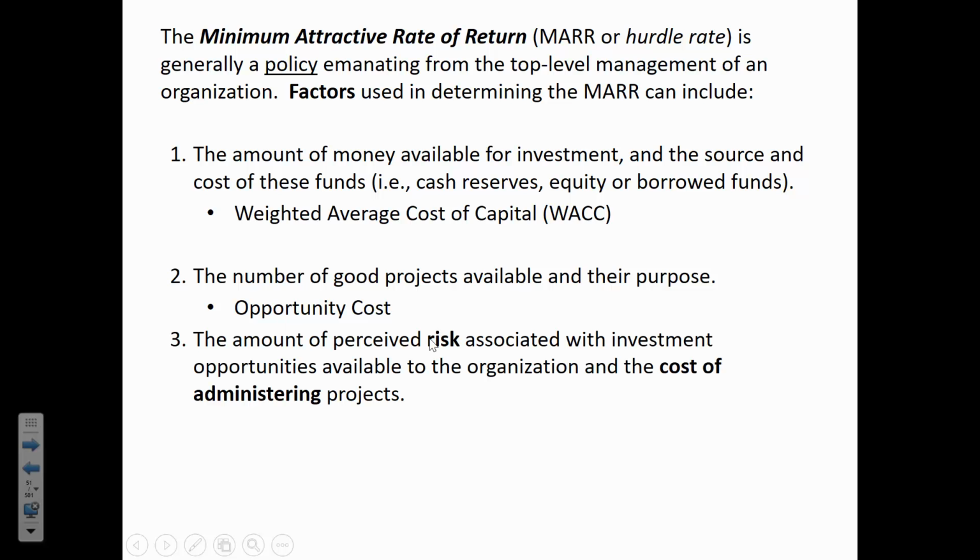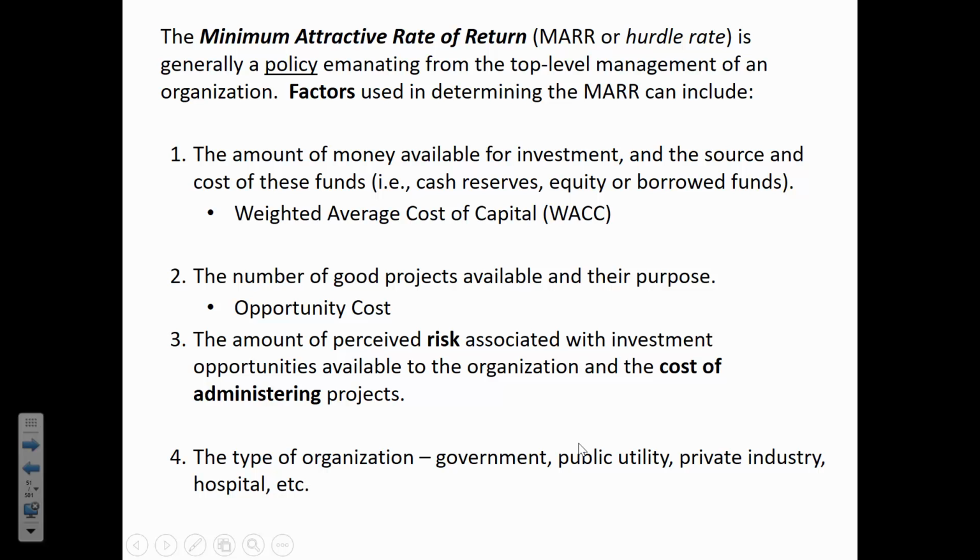Risk is another factor, as well as the cost of administering projects. And some alternatives maybe have a potential rate of return that's greater than the minimum, but it's also possible that they may have a very wide range of possible outcomes. It could be that it returns 15% or it might return 5%. And so that wide range of possible outcomes maybe would eliminate it from consideration.